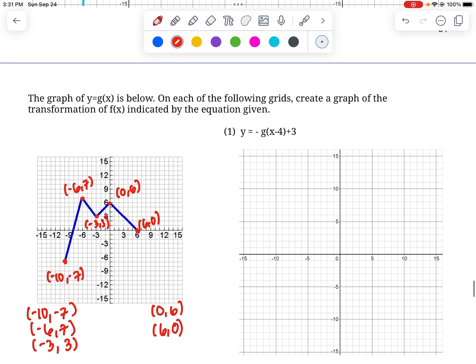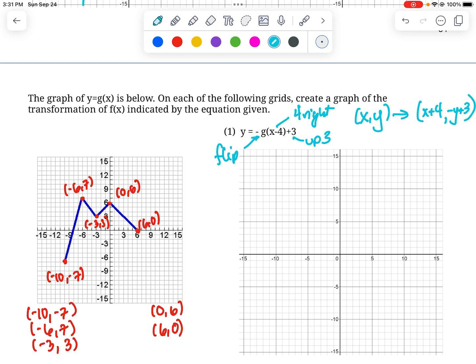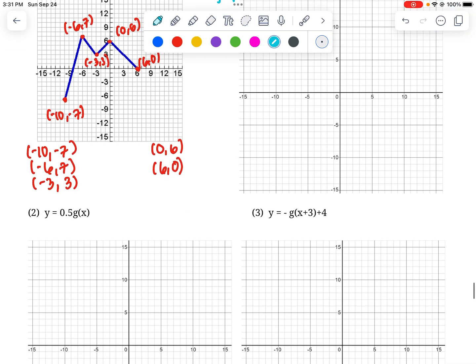Let's look at what problems we have. Okay, in problem 1, we're moving 4 to the right, up 3, and there's a flip. So the way that we would write that if we were writing a mapping rule is to say, well, the only thing that happens horizontally is the 4 to the right, but we have to reflect in the other direction and also go up 3. So that would be a rule I could use for number 1.